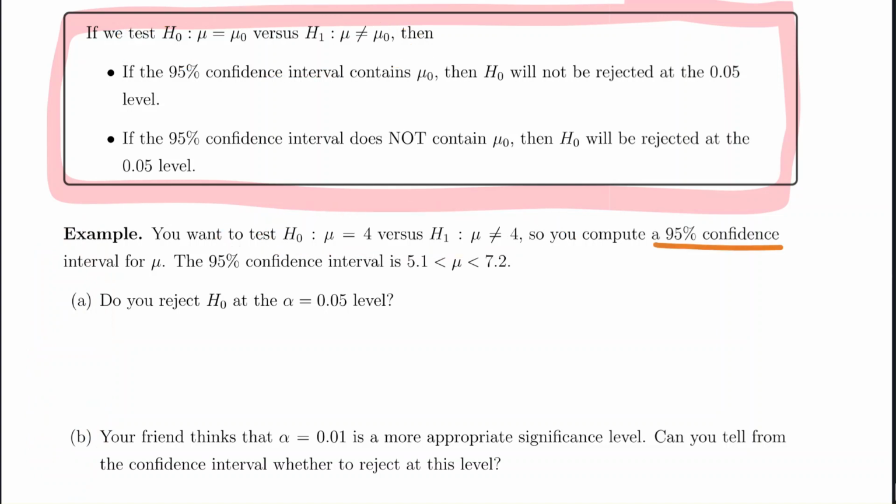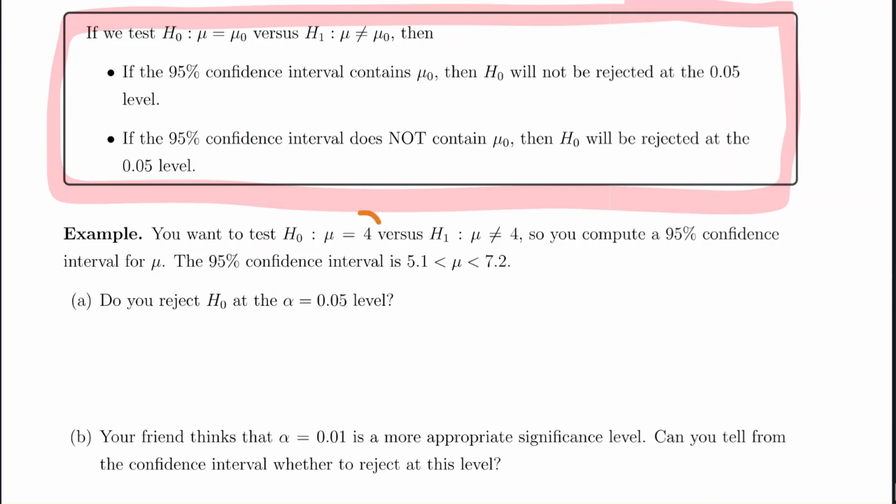You compute a 95% confidence interval for mu. We know how to do that from previous lessons. And it turns out that the 95% confidence interval is this. Mu can take on values between 5.1 and 7.2. Do we reject H0 at the 0.05 level?